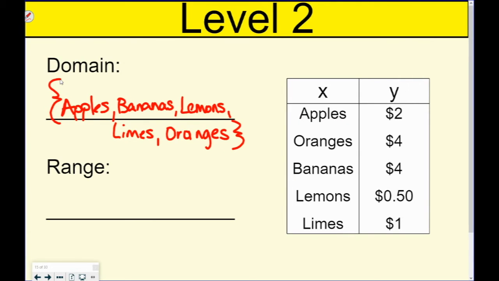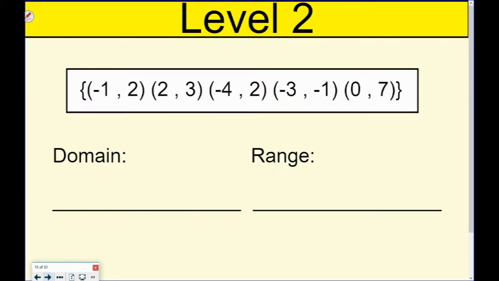Now when I look at my range, this one has a decimal, but guess what? Decimals are okay. They're still valid numbers. So I have 50 cents, which is my lowest. My next is $1. Then I have $2, and there are two $4, but hopefully by now we're understanding that we only write one of them. We don't want to do repeats.